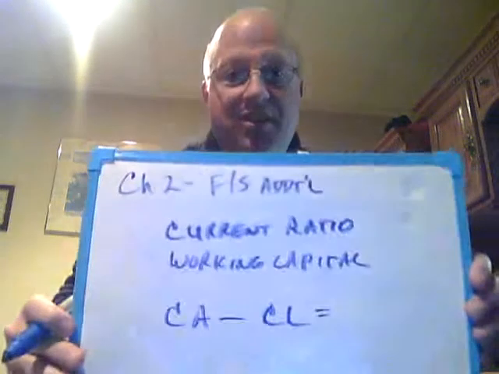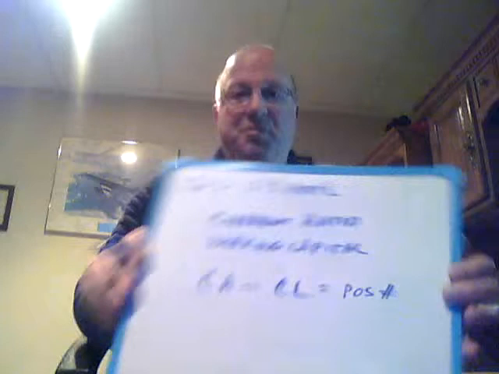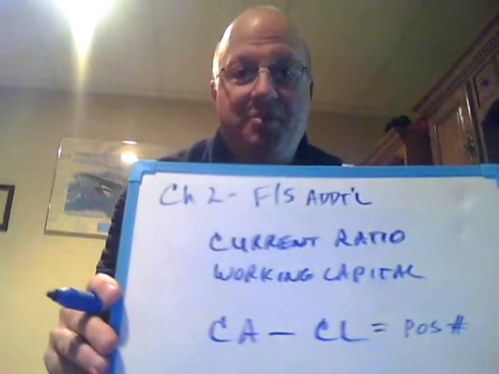The working capital then is simply the difference between current assets and current liabilities, so it's current assets minus current liabilities, and again, you obviously want this to be a positive number as a result, meaning the current assets are greater than current liabilities.